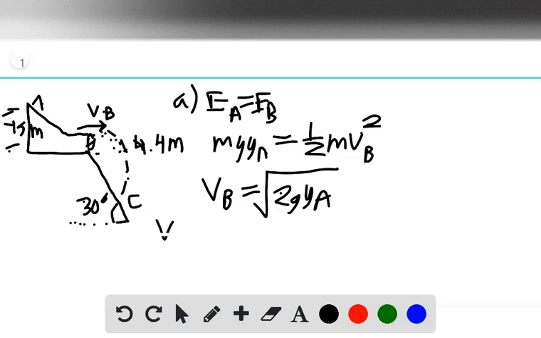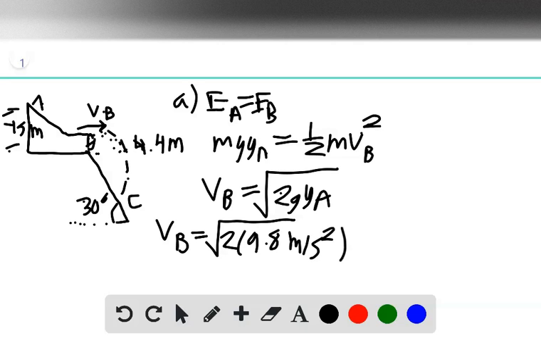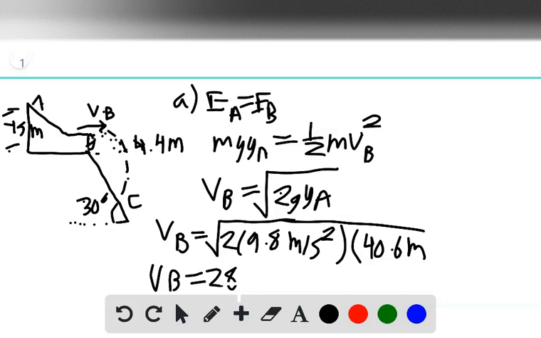And then we can plug everything in. vB equals the square root of 2 times 9.8 meters per second squared times, we're given both of these heights, 45 meters, and then the jump height is 4.4 meters. So the slope height is subtracting those two, and you get 40.6 meters. You plug all that into a calculator, and you get vB equals 28.2 meters per second.